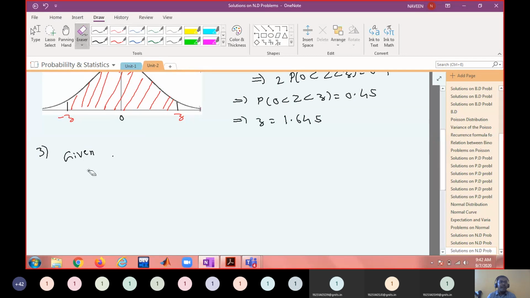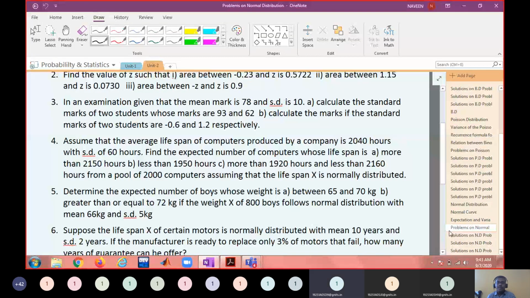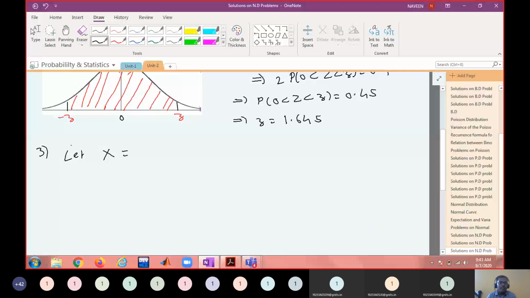See, always better to write down the random variable first. Okay, that is a good thing to do. So let X be the marks. What is X here in the problem? It is talking about marks, no? Okay, so let X equal to marks of a student.